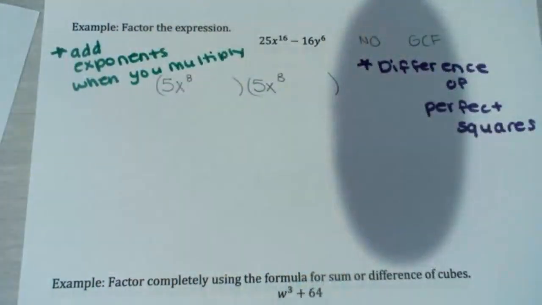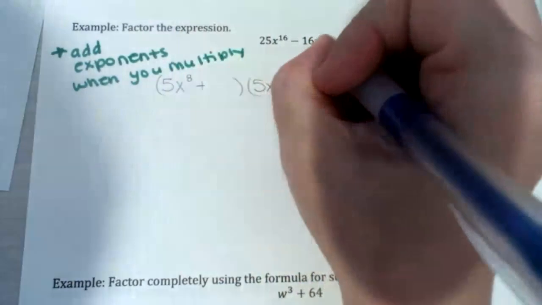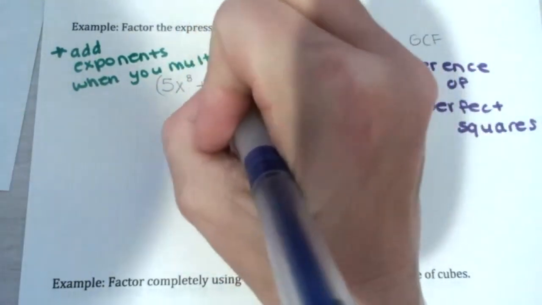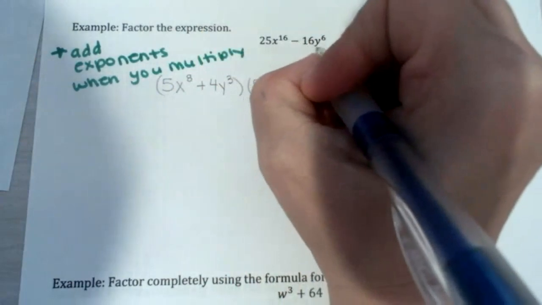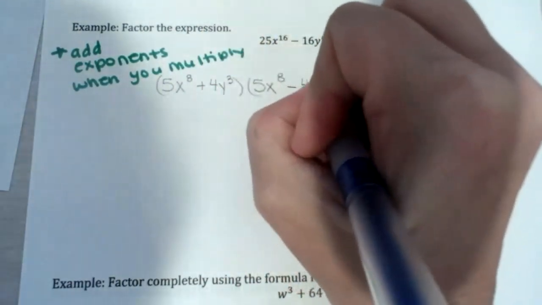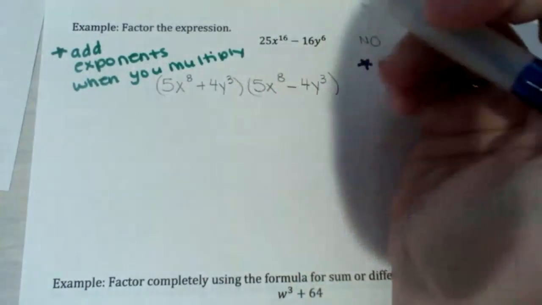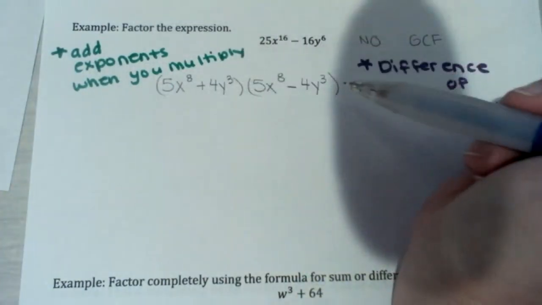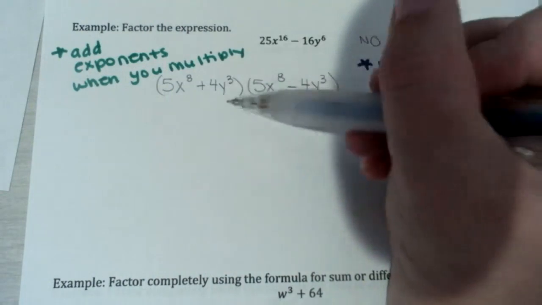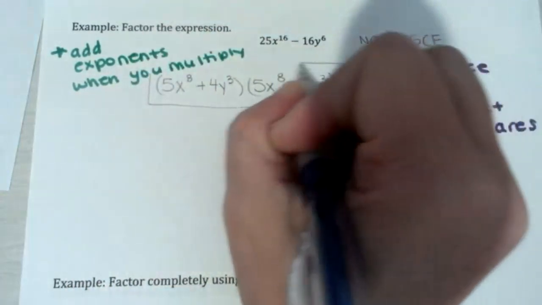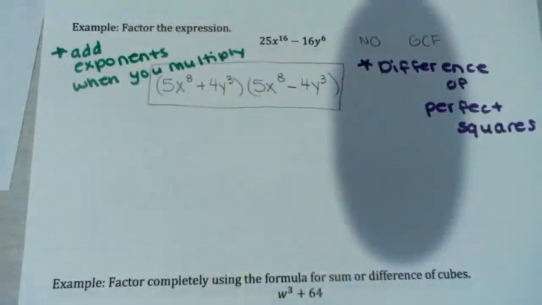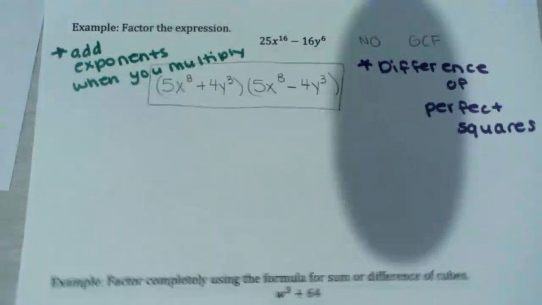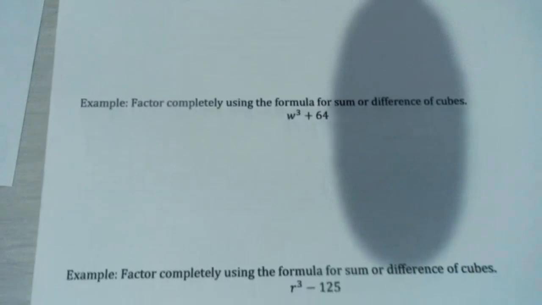You're going to add the exponents when you multiply. So we are subtracting, so it's a difference. So one's positive, one's negative. 16y to the 6 would give us 4y cubed times 4y cubed. 4 times 4 would give us 16. Y cubed times y cubed, whenever you multiply, you add the exponents. So 3 plus 3 would give us that 6. There was no GCF to bring down. We're done. That's our final answer. 5x to the 8th plus 4y cubed times 5x to the 8th minus 4y cubed.